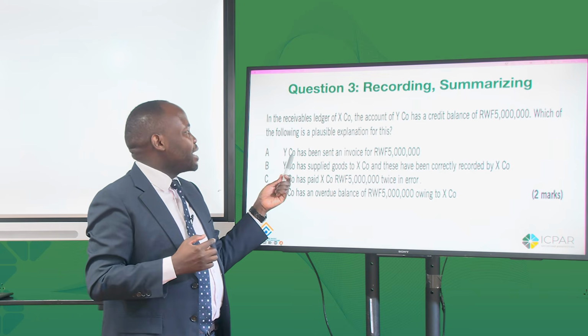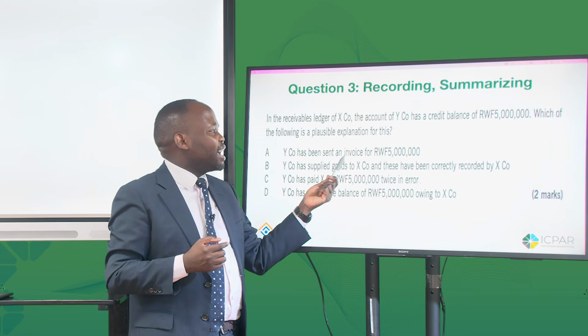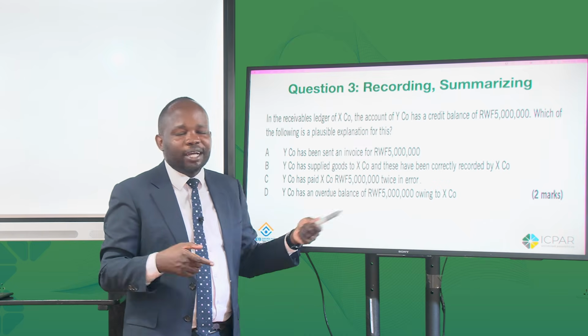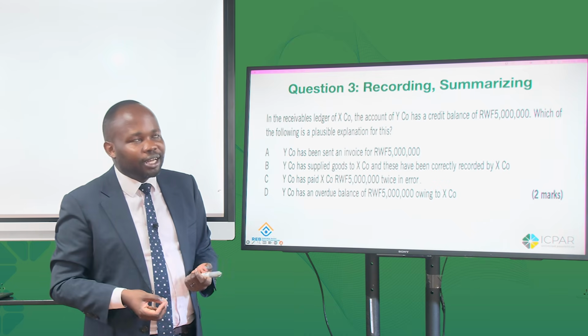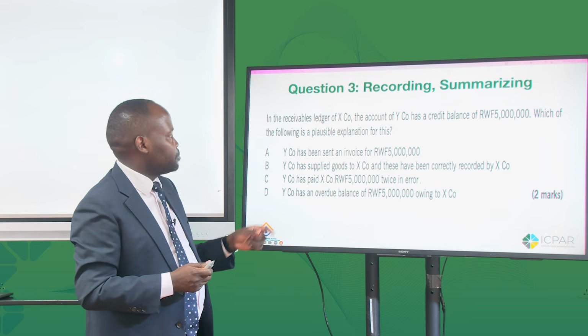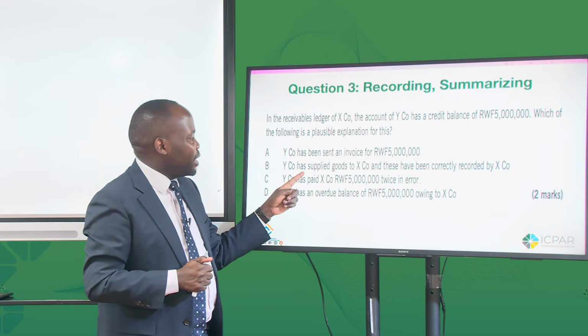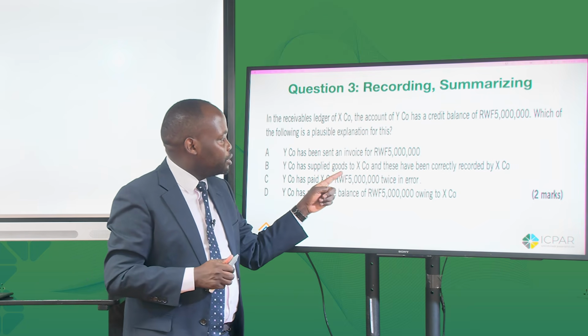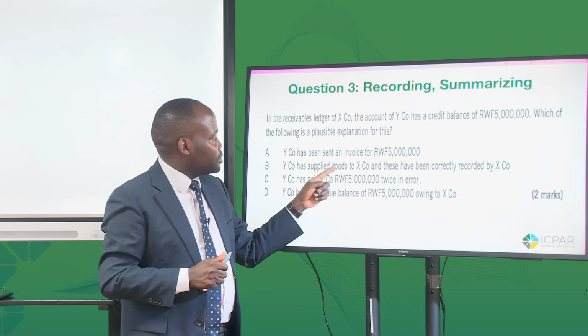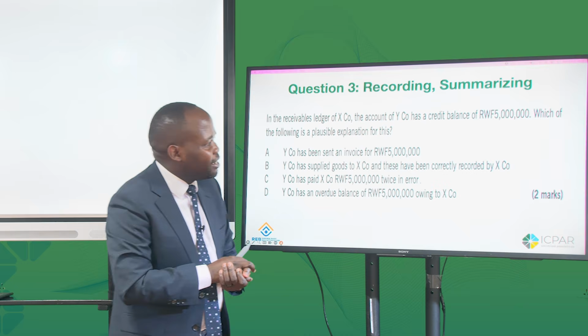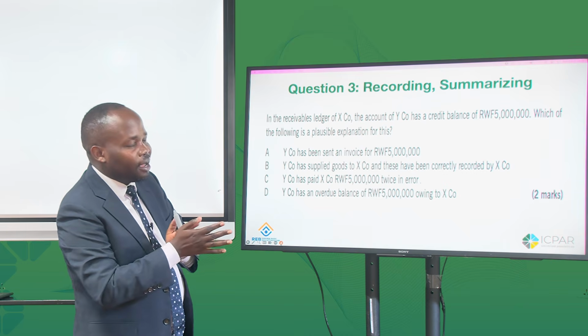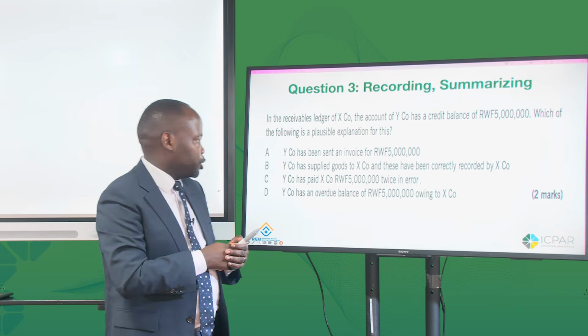A, Y company has been sent an invoice for 5 million. That is not true. If they have been sent an invoice of 5 million, it should reflect on the debit side. B, Y company has supplied goods to X company, and these goods have been correctly recorded. No, if they have been correctly recorded, it will be a debit entry.